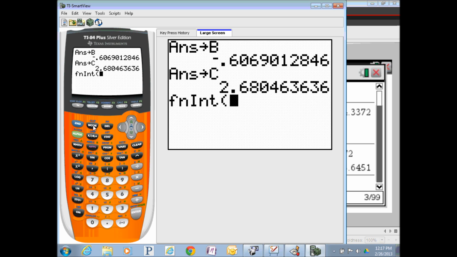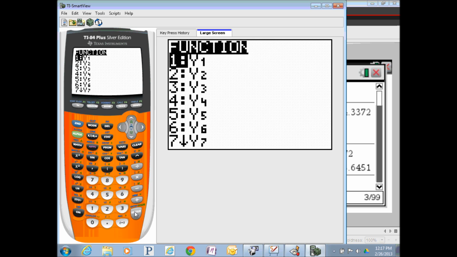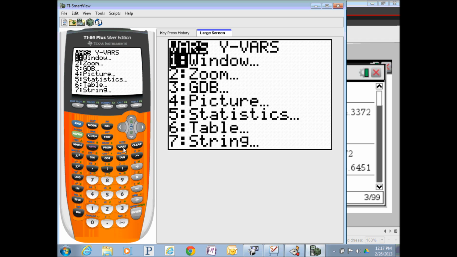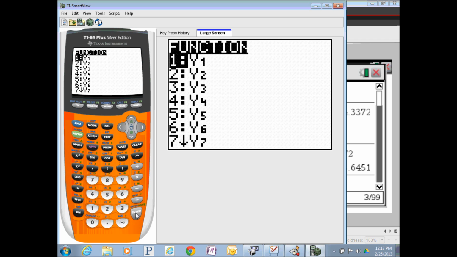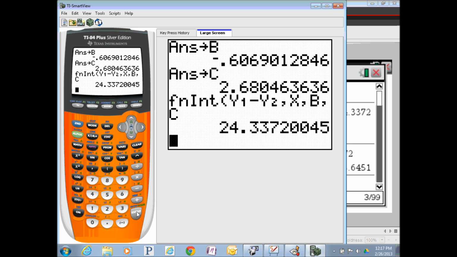How do I get the Y1 and the Y2? Variables. Go over to Y variables, function, choose Y1. Minus. Go find Y2: variables, over to function for Y variables, and then go down and choose Y2. I'm integrating with respect to X, and my bounds start at B and go to C. Hit enter. There's the 24.3372 number, and if I had found the other one on my 84, I'd add it on and end up with the same value.